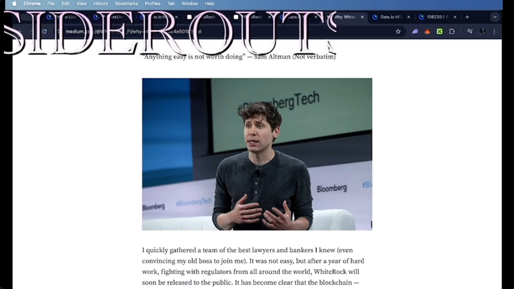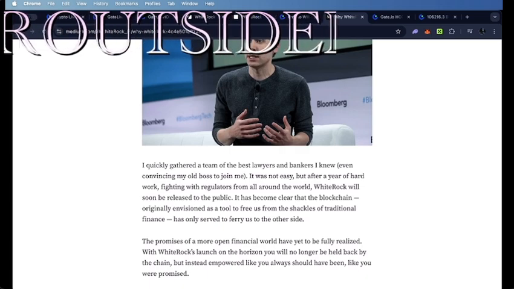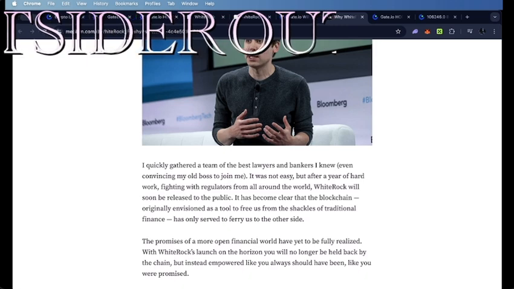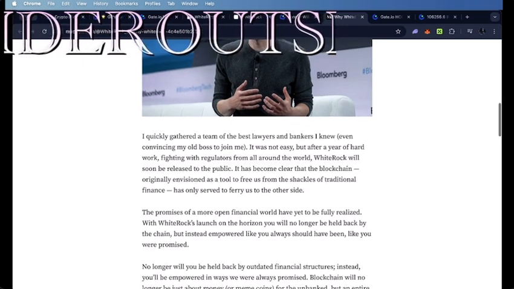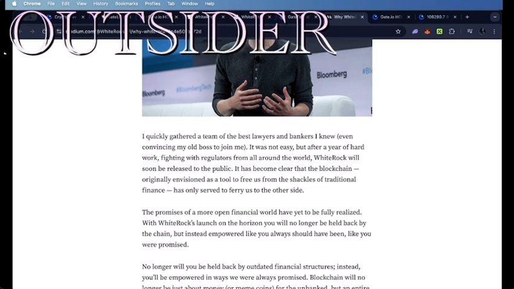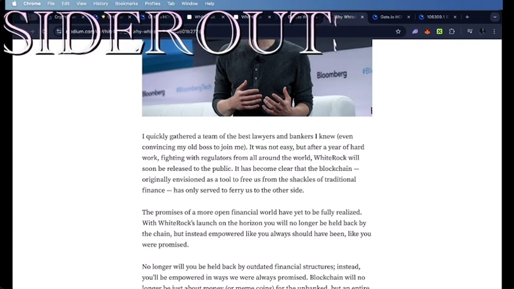Okay, this is the, as far as I see, of OpenAI. I quickly gathered a team of the best lawyers and bankers I knew, even convincing my old boss to join me. It was not easy, but after a year of hard work fighting with regulations from all around the world, WhiteTrack will soon be released to the public.